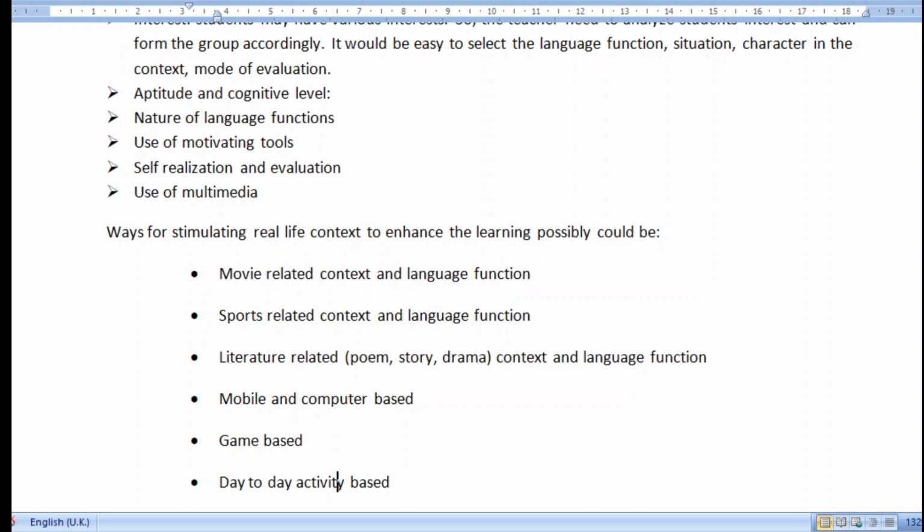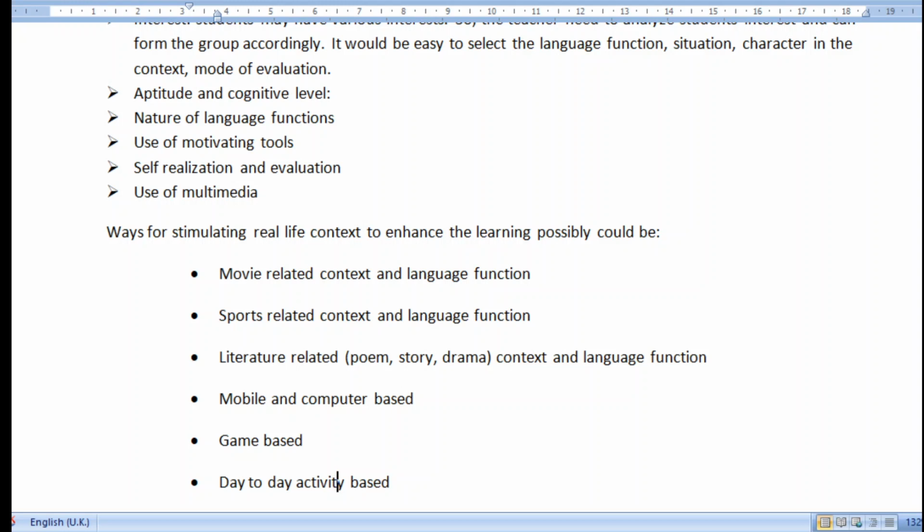So literature related: poem, story, drama, those who are literature lovers, especially poem, story, drama lovers, whatever. So you can use literature related context, mobile and computer based context, game based context, that PUBG. I'm talking about the PUBG, but the language used in the PUBG also triggers the mind of the students. That is real life, but we have to restrict such types of games. But sometimes we can use the language of such games as well. Okay.